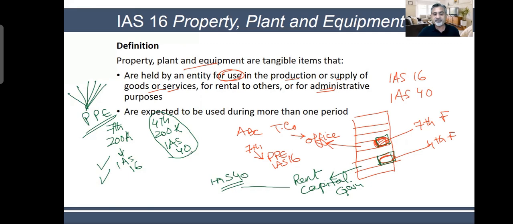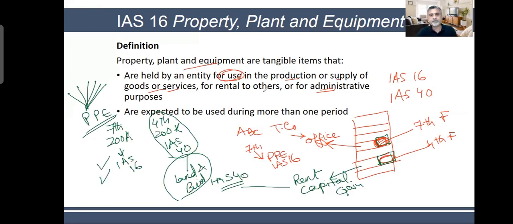But under IAS 40, it has to be land and building. That's it. It has to be land and building. So investment property, you don't have in form of furniture. You don't have in form of plant and machinery. You don't have it in form of computer equipment. IAS 40, it has to be land and building. Are we clear until here?